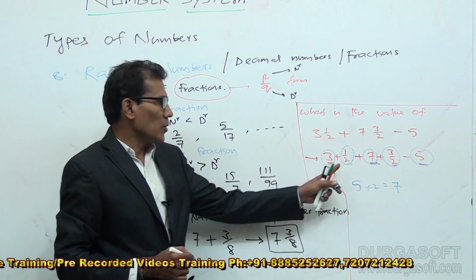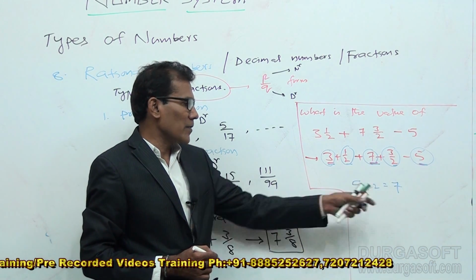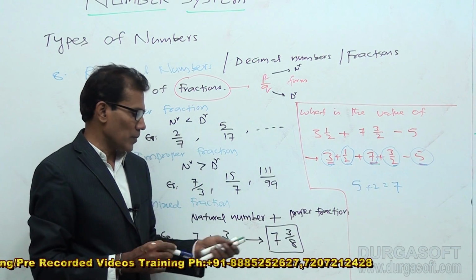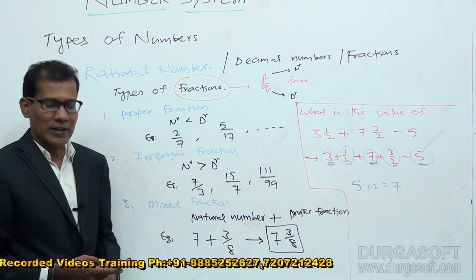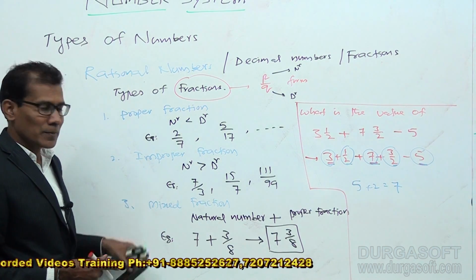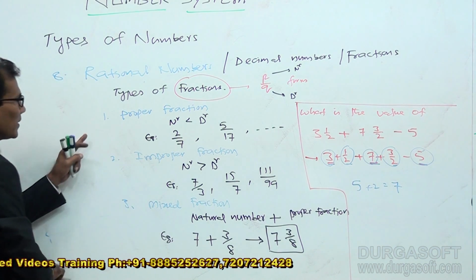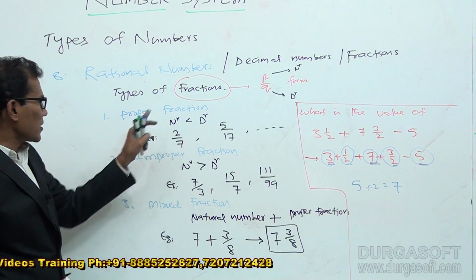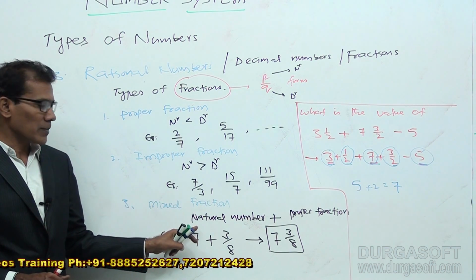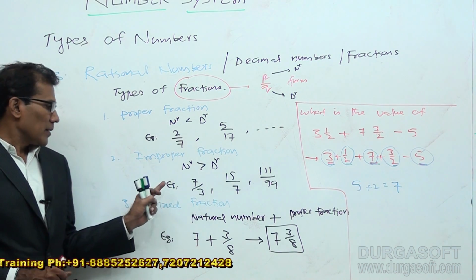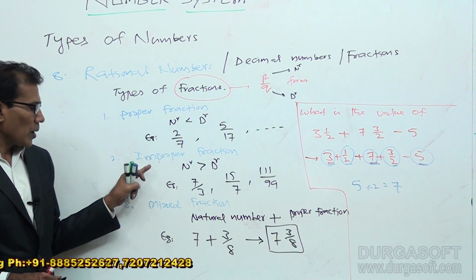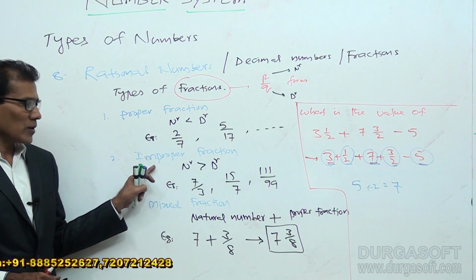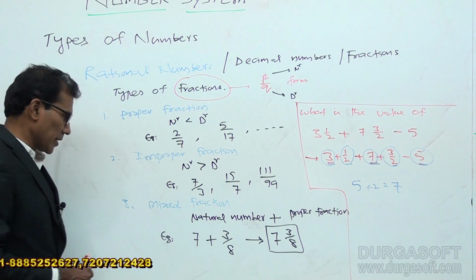So without doing any lengthy mathematical approach, directly we could write the answer by using the concept where 7 3 by 8 can be expressed as 7 plus 3 by 8. Later we will see more examples. And here the types of fractions are 3: proper fraction, improper fraction, mixed fraction. And we have the facility to convert every improper into mixed and every mixed into improper. Let us see how it can be done.